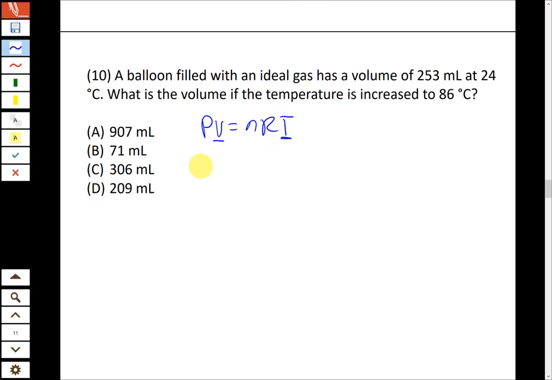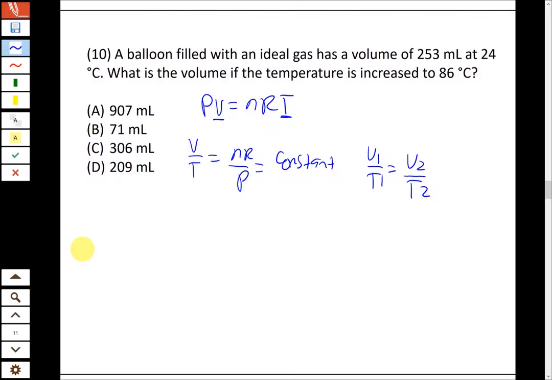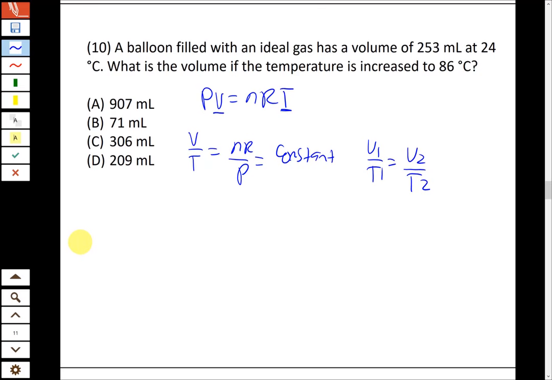So we're going to move them over to one side by doing a little bit of algebra. So volume divided by temperature is nR over P. N and R and P are all constants. And so what that means then is that this ratio of volume over temperature is constant. V1 over T1 equals V2 over T2. And this is called Charles's law, and this is the one that we introduced early on. But again, you can always get it from PV equals nRT if you don't remember exactly which one this refers to. So what we're solving for is the new volume after the increase in temperature. So we're looking for V2, which is going to be V1 times the ratio of T2 over T1.